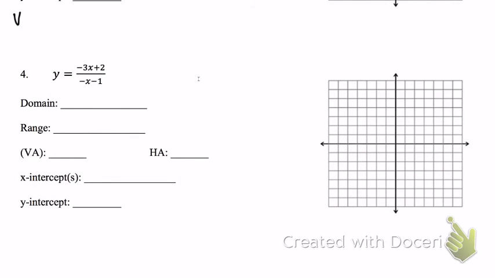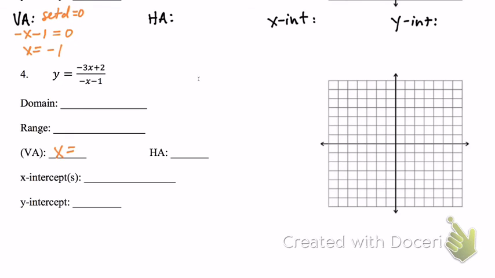All right, so the 4 things that we're solving for, I usually just write these at the top. So we do vertical asymptote, horizontal asymptote, x-intercept, y-intercept. So that gives me enough space to work everything out. For vertical asymptote, we do what to solve for vertical asymptote? We set denominator equal to 0. So negative x minus 1 equals 0. So x equals negative 1. So I'm going to go over here and I'm going to put a vertical asymptote at negative 1.